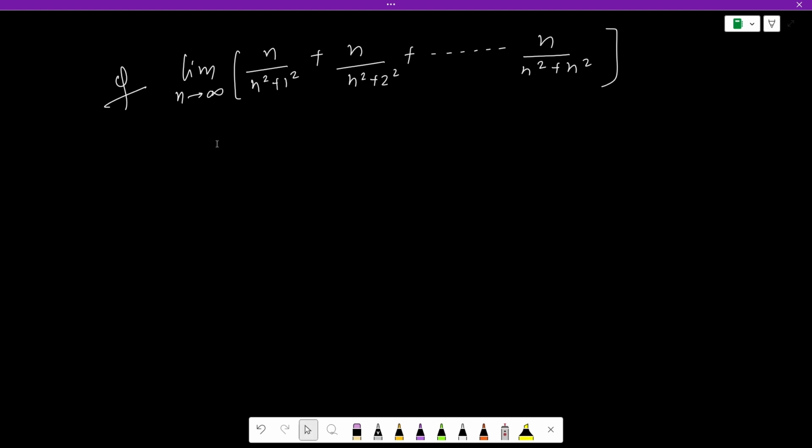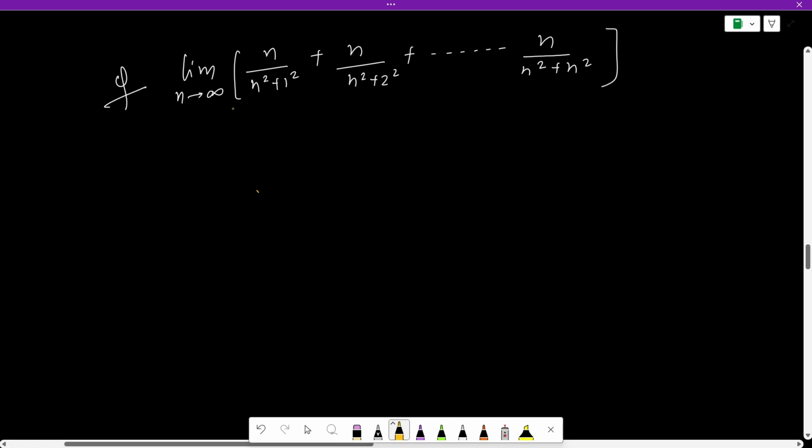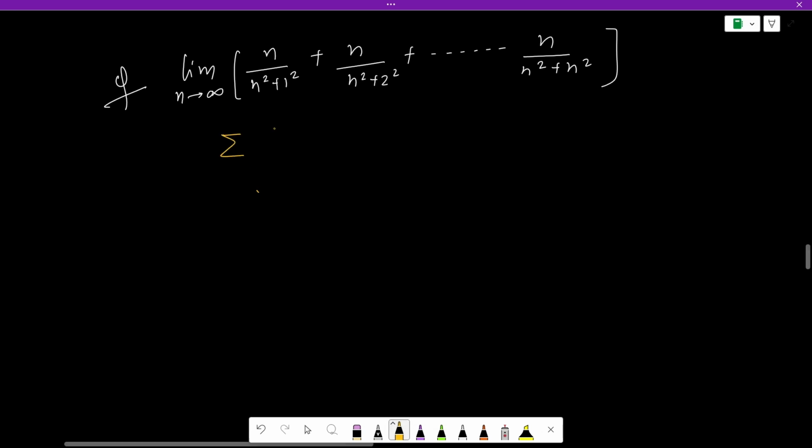So try to solve it yourself, then we will solve it. So now let's solve it. The first step is to write this in summation form. So let's write it in summation form. So this is summation n by n square plus r square, and r is from 1 to n, right?